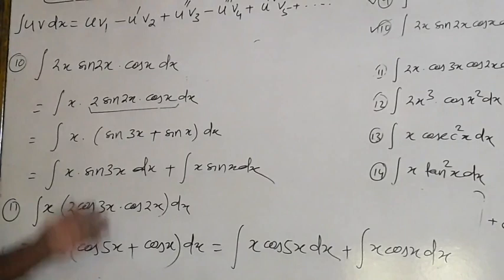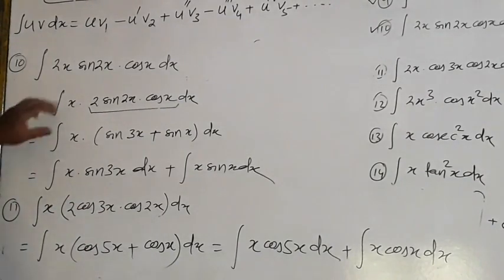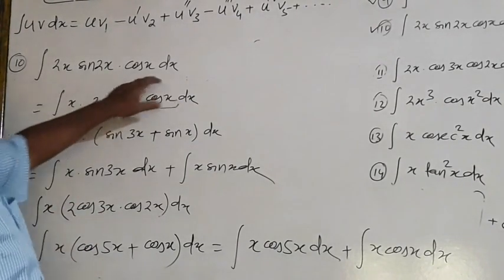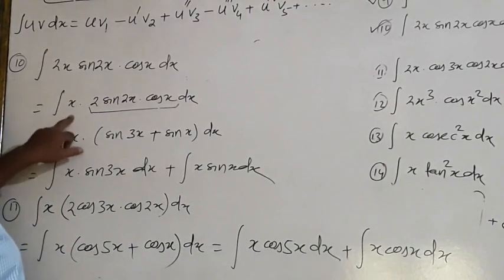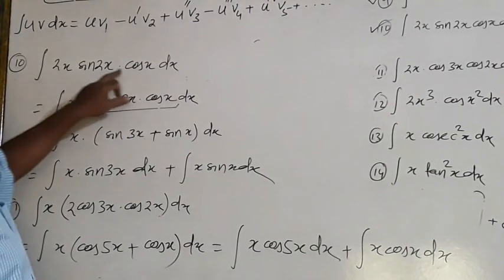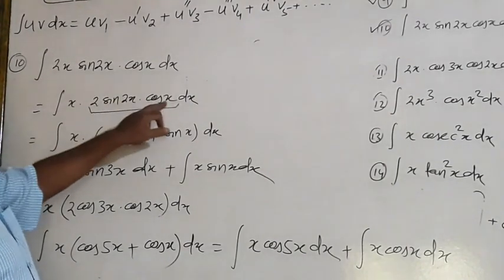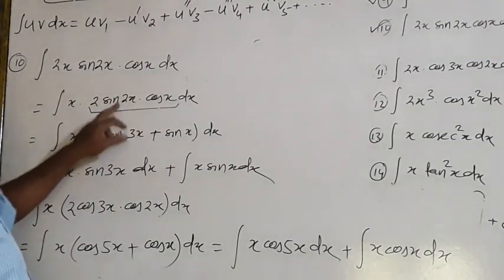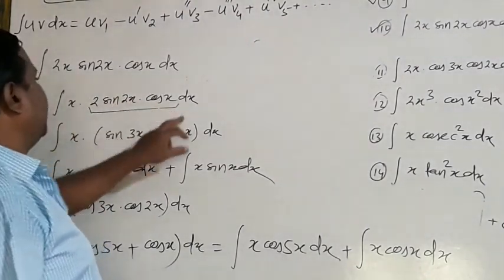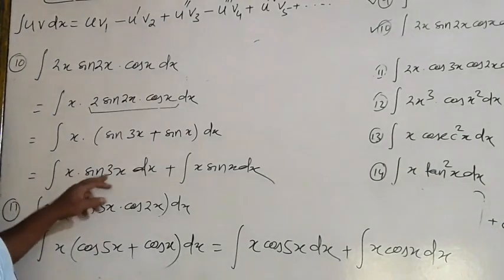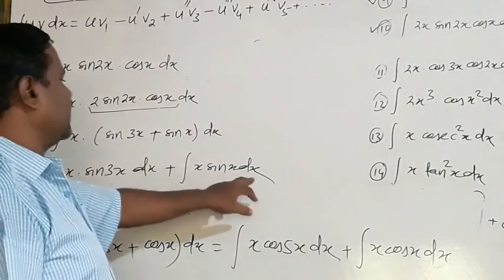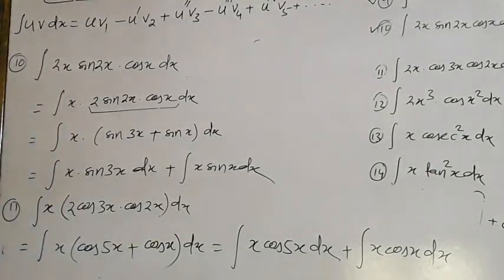Now look at problem number 10. It is x sin 2x cos x. Keep x in its place. 2 sin a cos b, the formula is sin (a plus b) plus sin (a minus b). Now x sin 3x, x sin x. And you can do this problem like the previous problems.